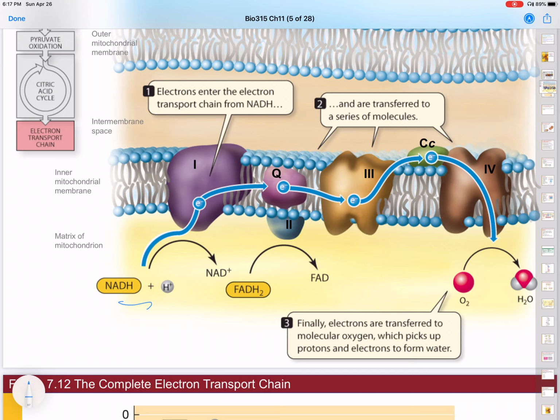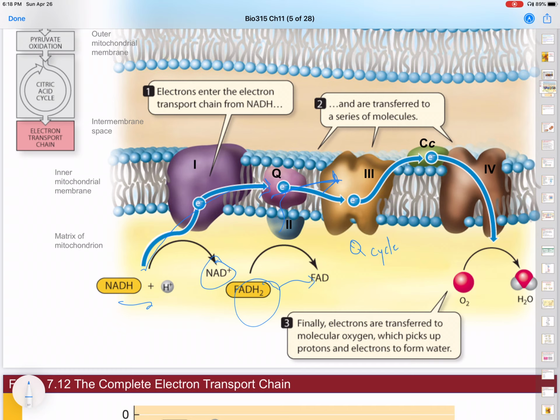And so here we go, NADH gets oxidized to NAD plus. The electrons flow to complex 1 to ubiquinone. Separately, FADH2 gets oxidized to FAD, and those electrons flow to ubiquinone, and the ubiquinone will carry both of those independently to complex 3.